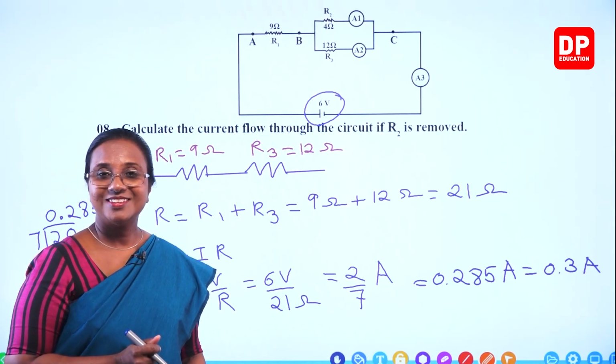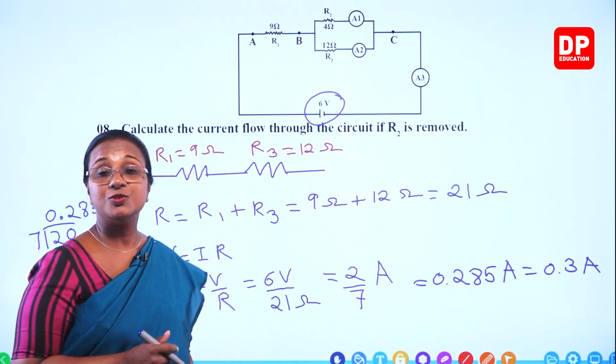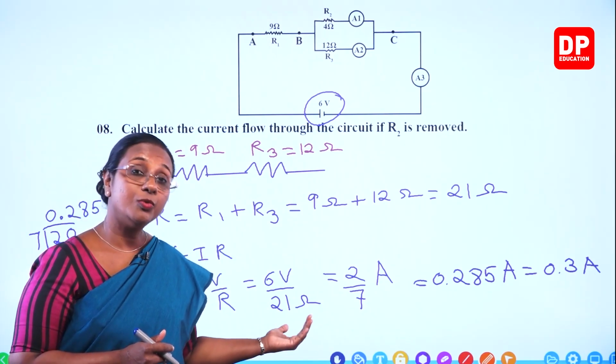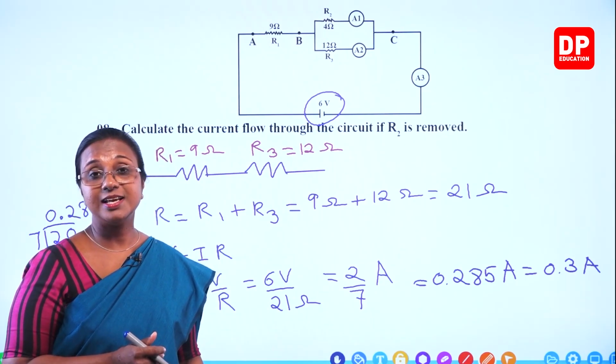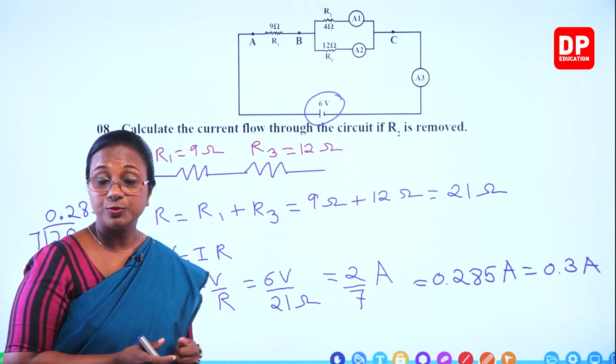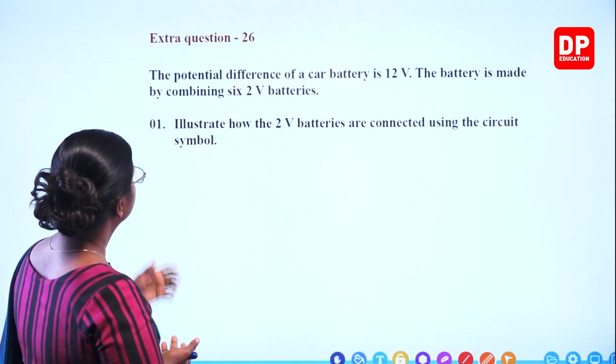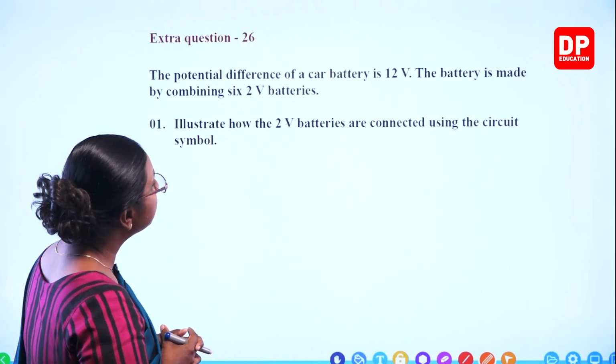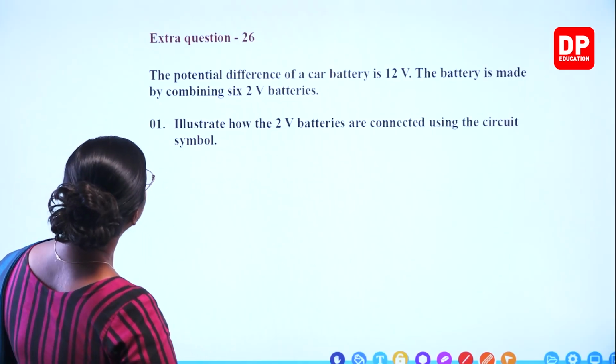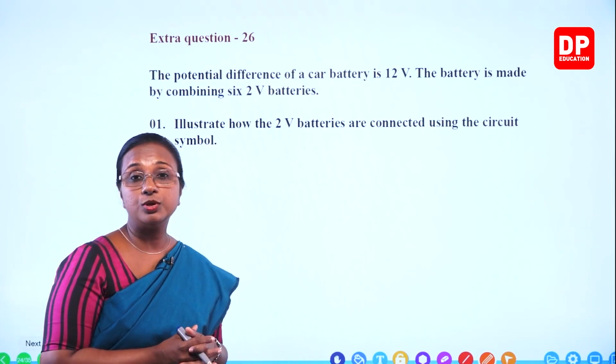With that, students, I'm sure you have understood this question and would have done the calculations correctly. I'm going to move on to the next slide. Extra question 26. The potential difference of a car battery is 12 volts. The battery is made by combining 6 2-volt batteries.